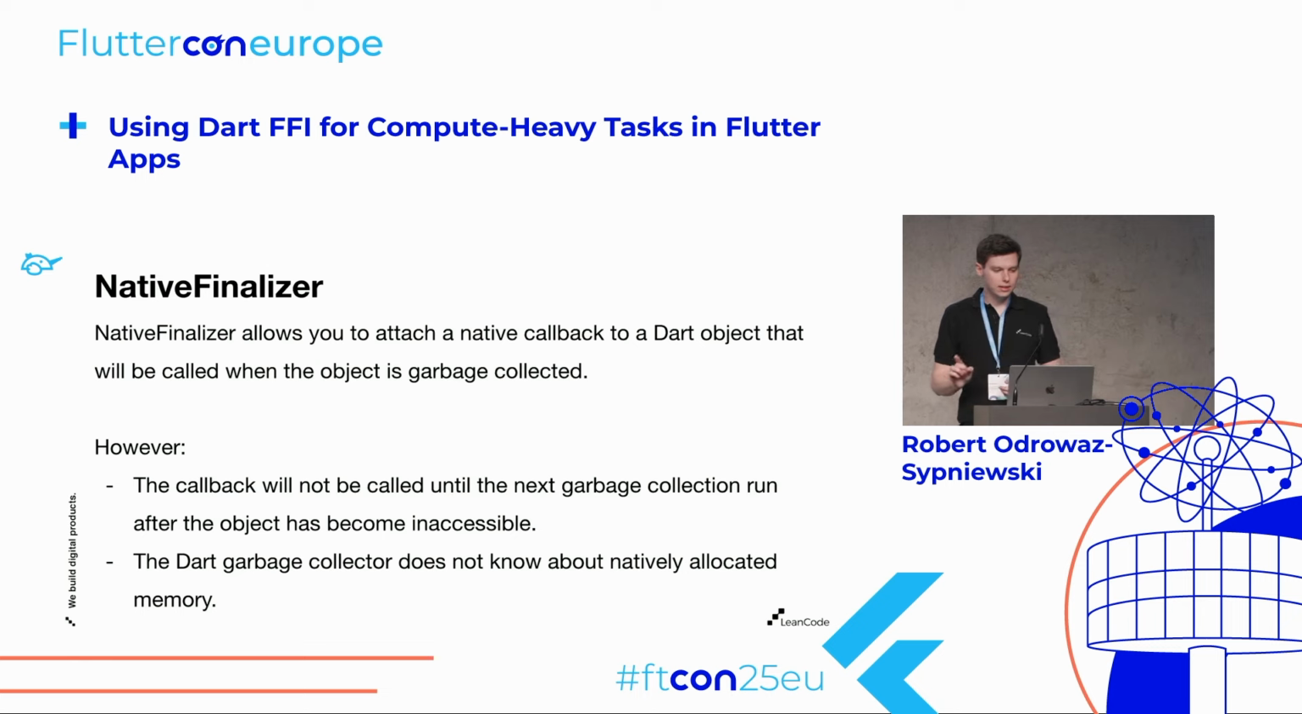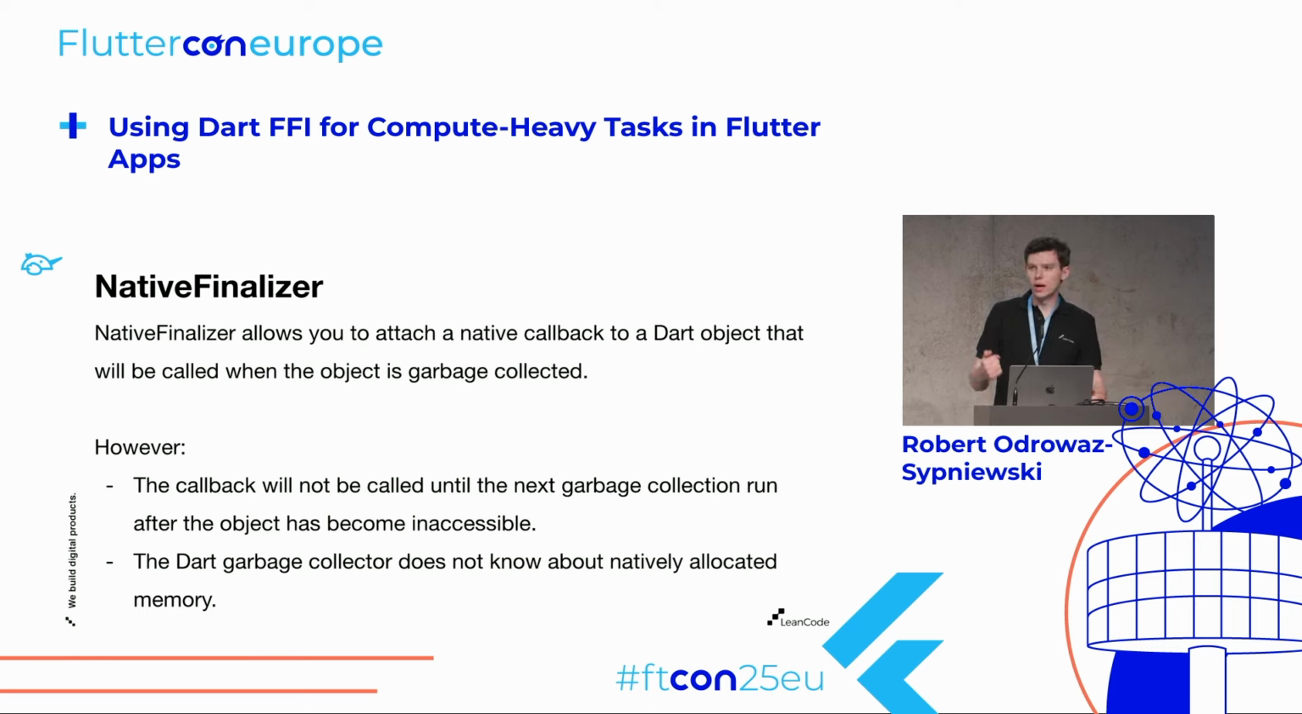The second nice feature of the FFI package is the native finalizer, which allows us to attach a callback to a Dart object, which will be called when this object is garbage collected. So if we have some kind of resource on the native side that needs to be disposed, we can attach a function that will dispose this native resource to a Dart class, and when this class is garbage collected, this resource on the native side will automatically be cleaned up. However, there are some caveats to that.